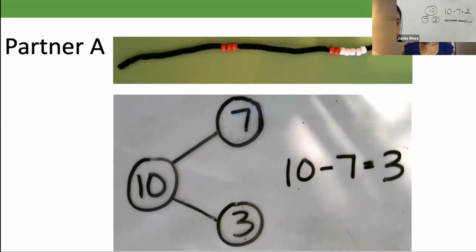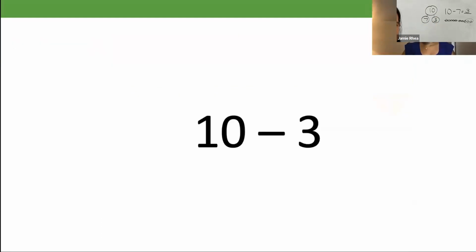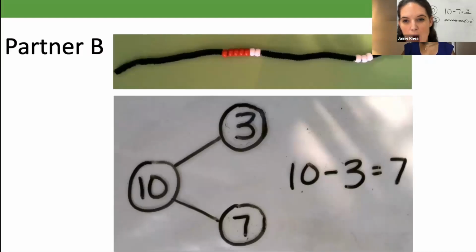So you pushed 7 beads away and your number sentence reads 10 minus 7 equals 3. Yes. And your number bond should look like this. Okay, I'm partner B. I'm going to use my bracelet to show you, partner A, the other subtraction sentence, which matches your number bond. Let's see if it matches. So I push 3 beads away and my number sentence reads 10 minus 3 equals 7.